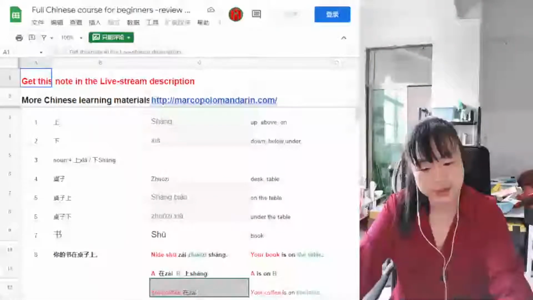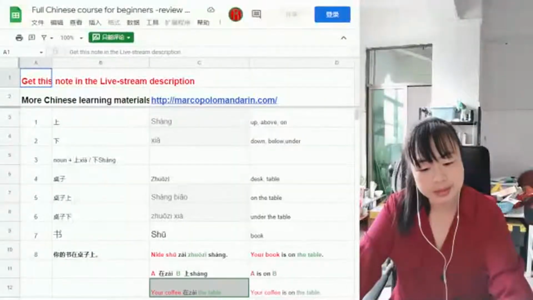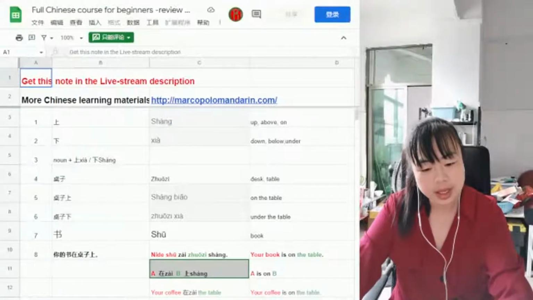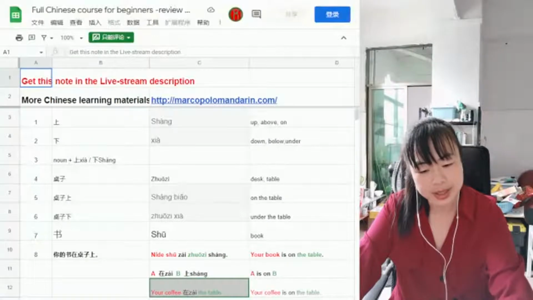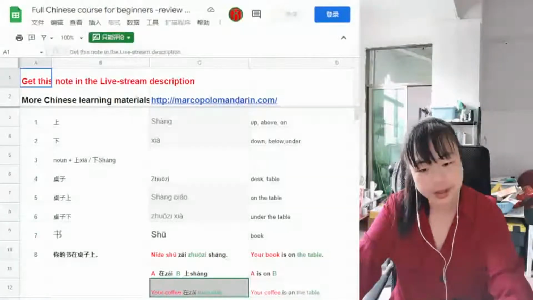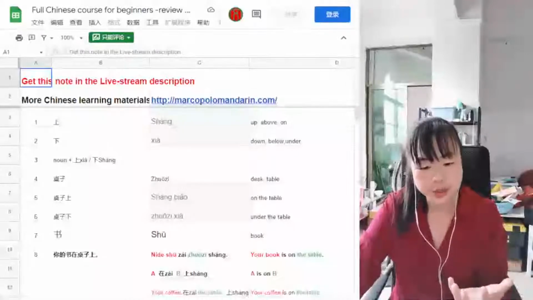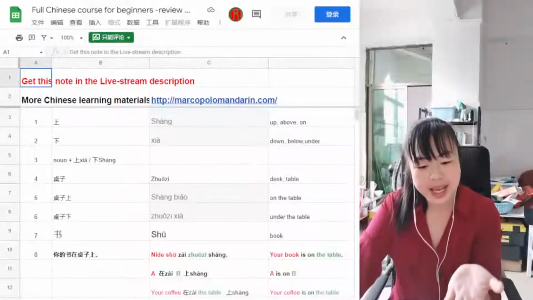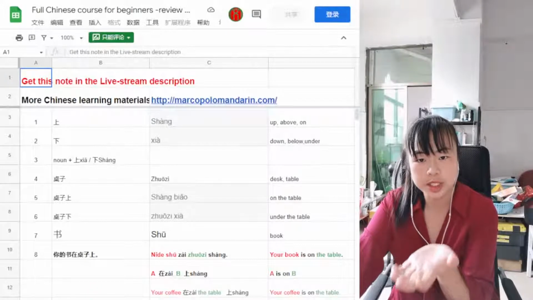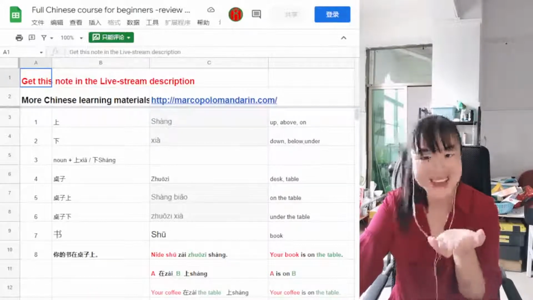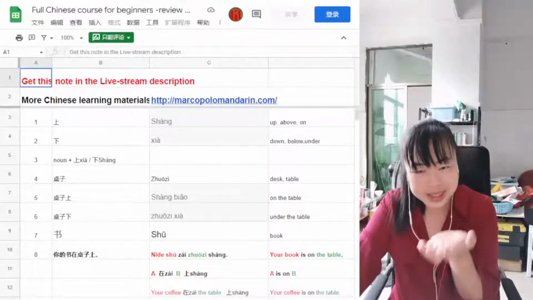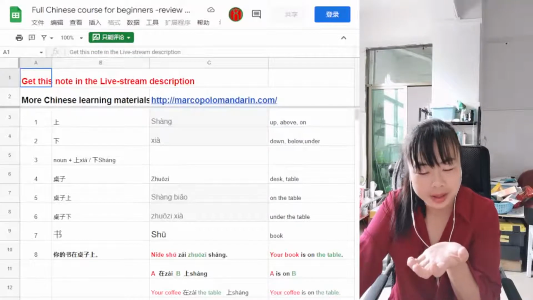Table is green. And then 上, black. We just copy and paste here. Okay, so basically the English sentence should be your coffee 在 the table 上. Your coffee 在 the table 上. This is the right order.